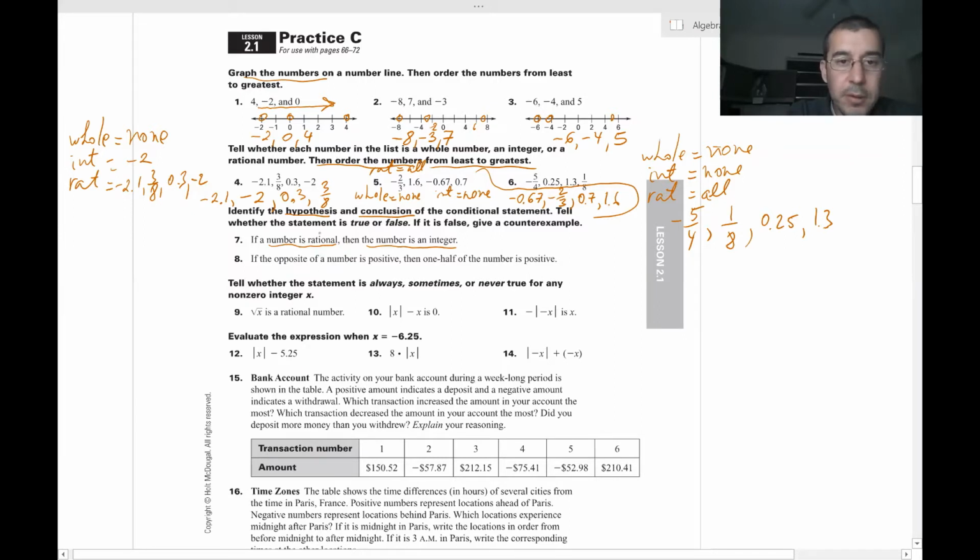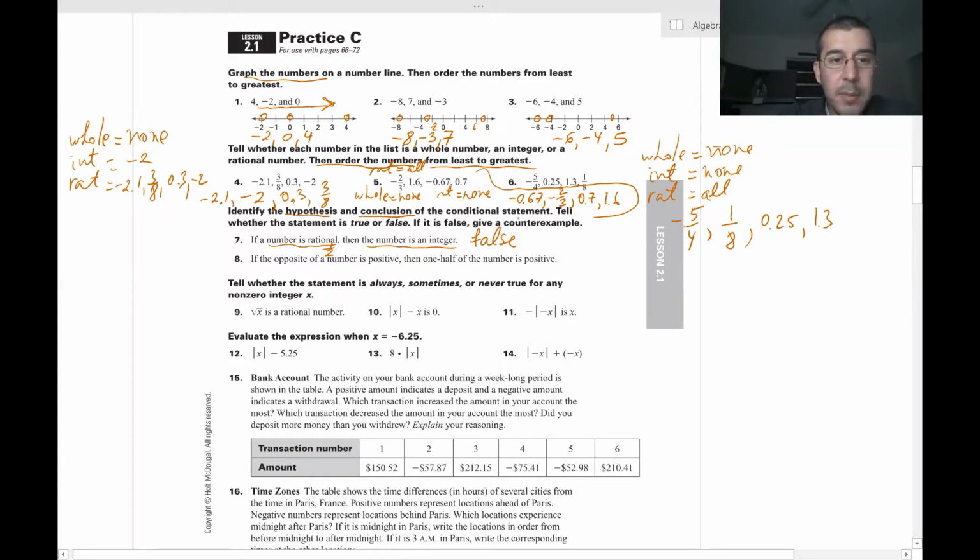This is false. Why? Because 1/2 is a rational number, but it is not an integer. Okay, so that's the counterexample that we gave. So this would be false.